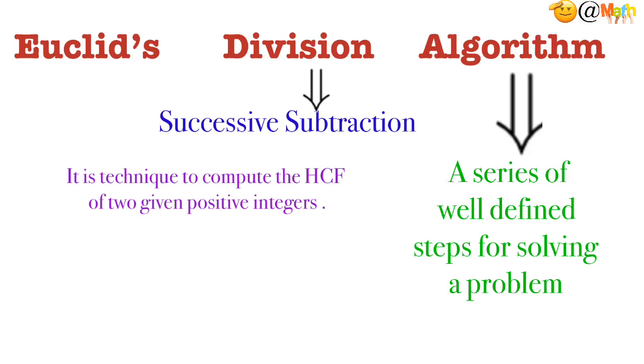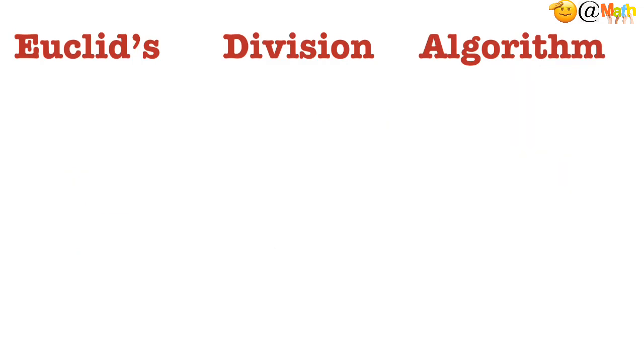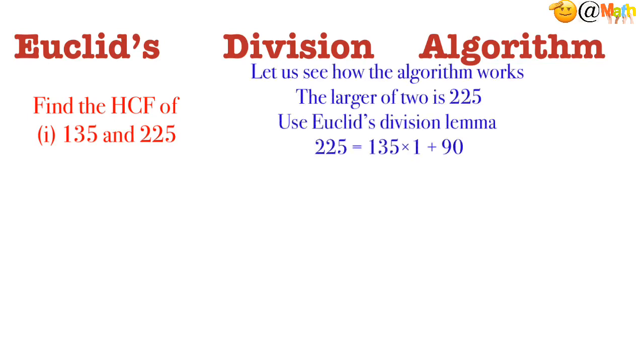It is a procedure. Now you have to recall that the HCF of two positive integers a and b is the largest positive integer d that divides both a and b. Let us have some examples on it. Find the HCF of 135 and 225. Let us see how the algorithm works.